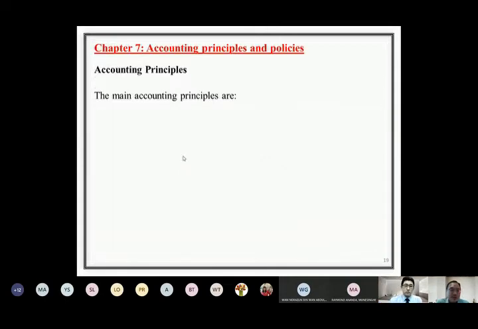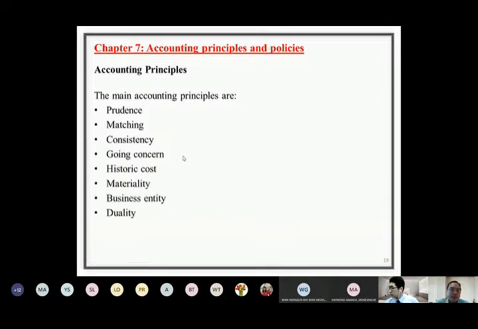For the last chapter, as an example, we look at the accounting principles and also the policies. You have a lot of accounting principles that you apply throughout the syllabus. Even in A level, and even up to degree, you are still using the same accounting principles.